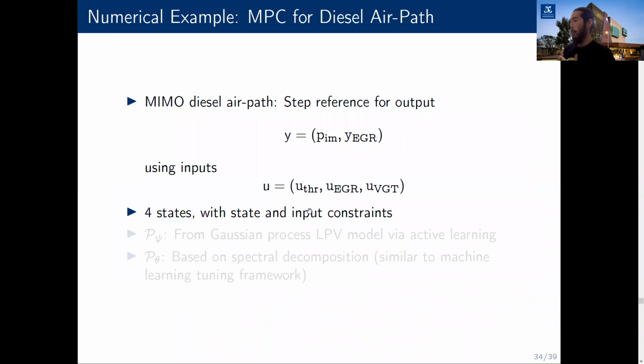So let's take this to a numerical example. Since we're considering diesel air path control with MPC, we've got this MIMO control problem here. We've got 3 inputs and 2 outputs. And since we've got some state and input constraints, we can address this using MPC.